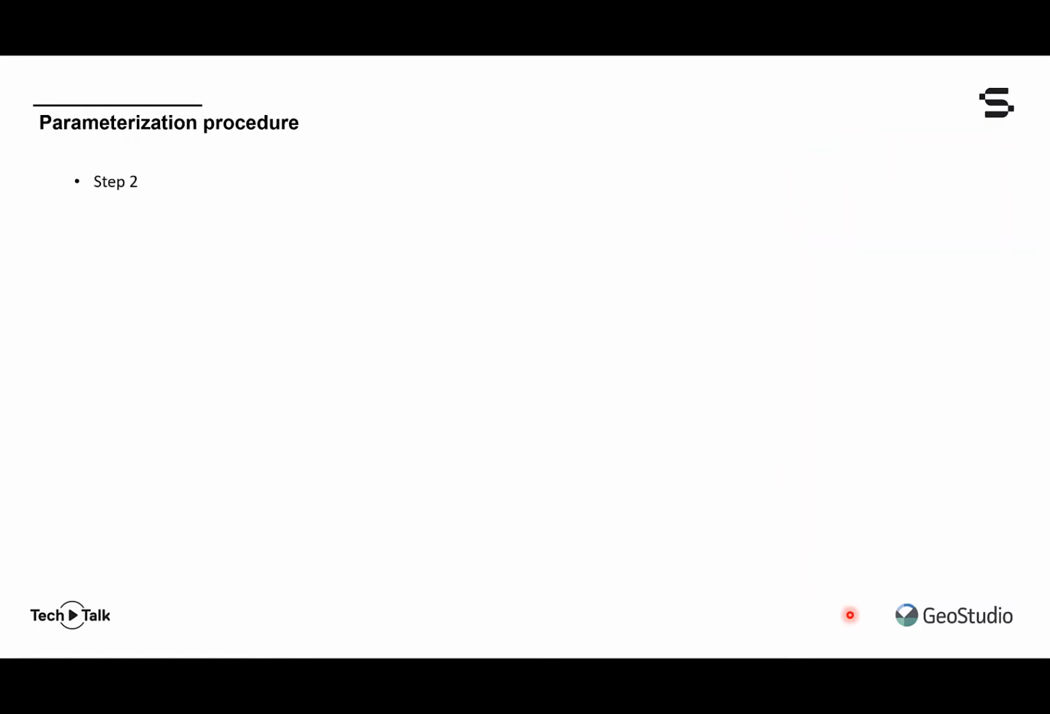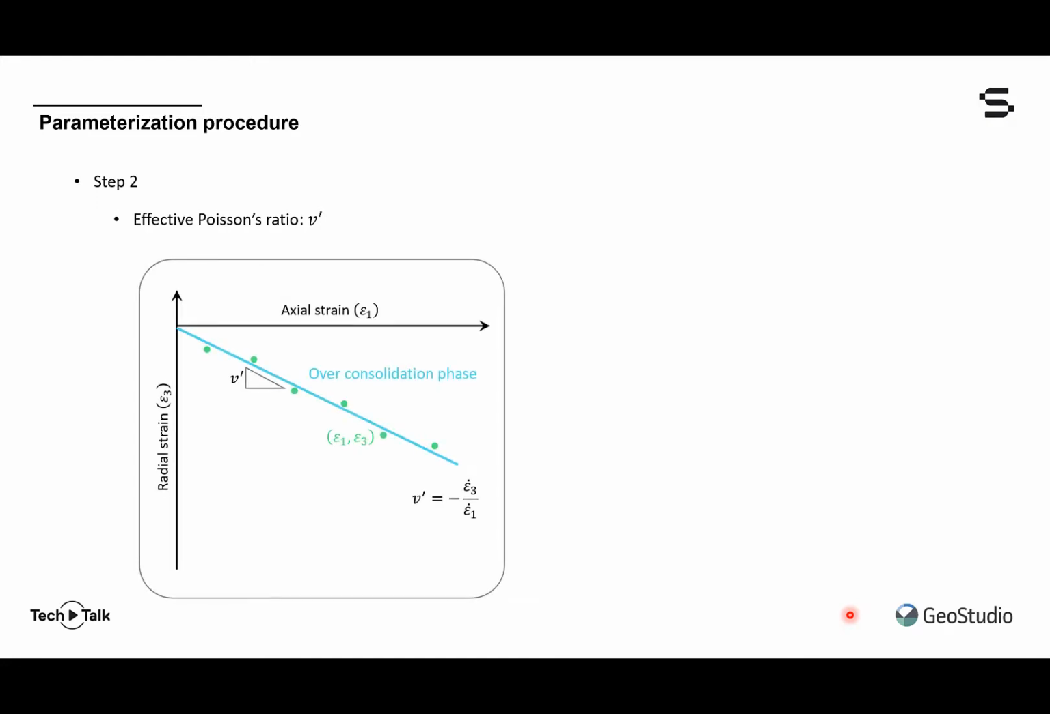The second step of the calibration procedure is to determine the effective Poisson's ratio. Poisson's ratio is defined as the ratio of the change in the element's radial strain to the change in its axial strain. It's important to remember that Poisson's ratio is a purely elastic constant, and so the branch of our test that we use to obtain Poisson's ratio has to be from either a reloading branch or an unloading-reloading branch.